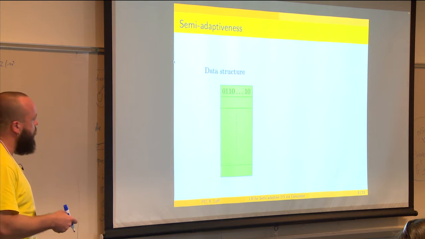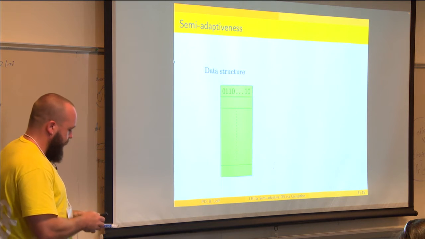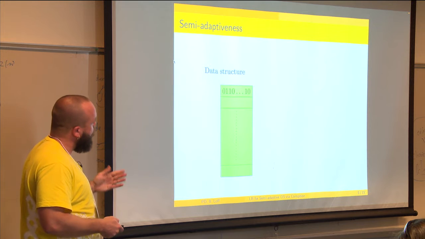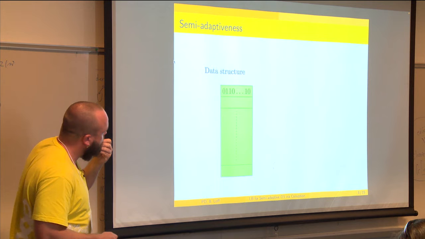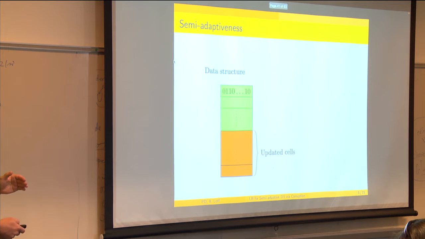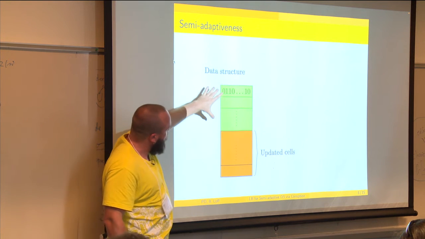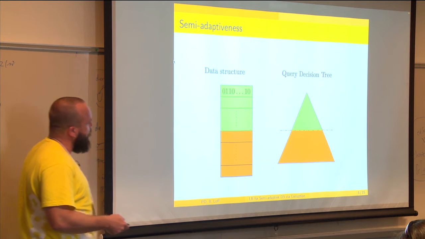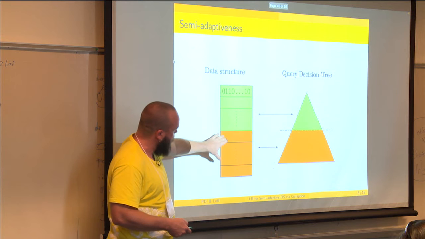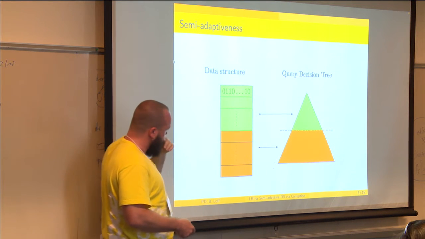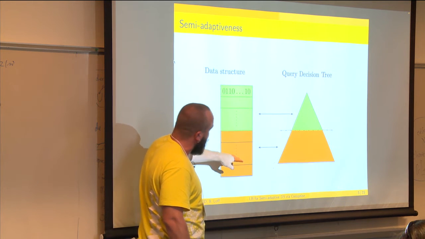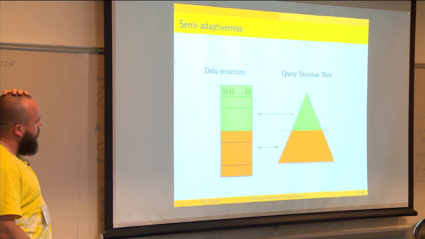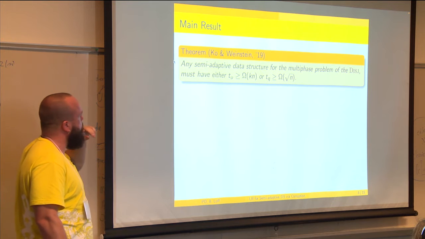And okay, so what's semi-adaptiveness? The update phase is completely adaptive, but in the query phase there is some structure in the adaptiveness. Consider the data structure after the update, and we have some original cells and some updated cells. During the query phase, first the decision tree queries some of the original cells, and then the updated cells. After it starts to query the updated cells, it cannot probe the original cells anymore. So this is the notion of semi-adaptiveness.